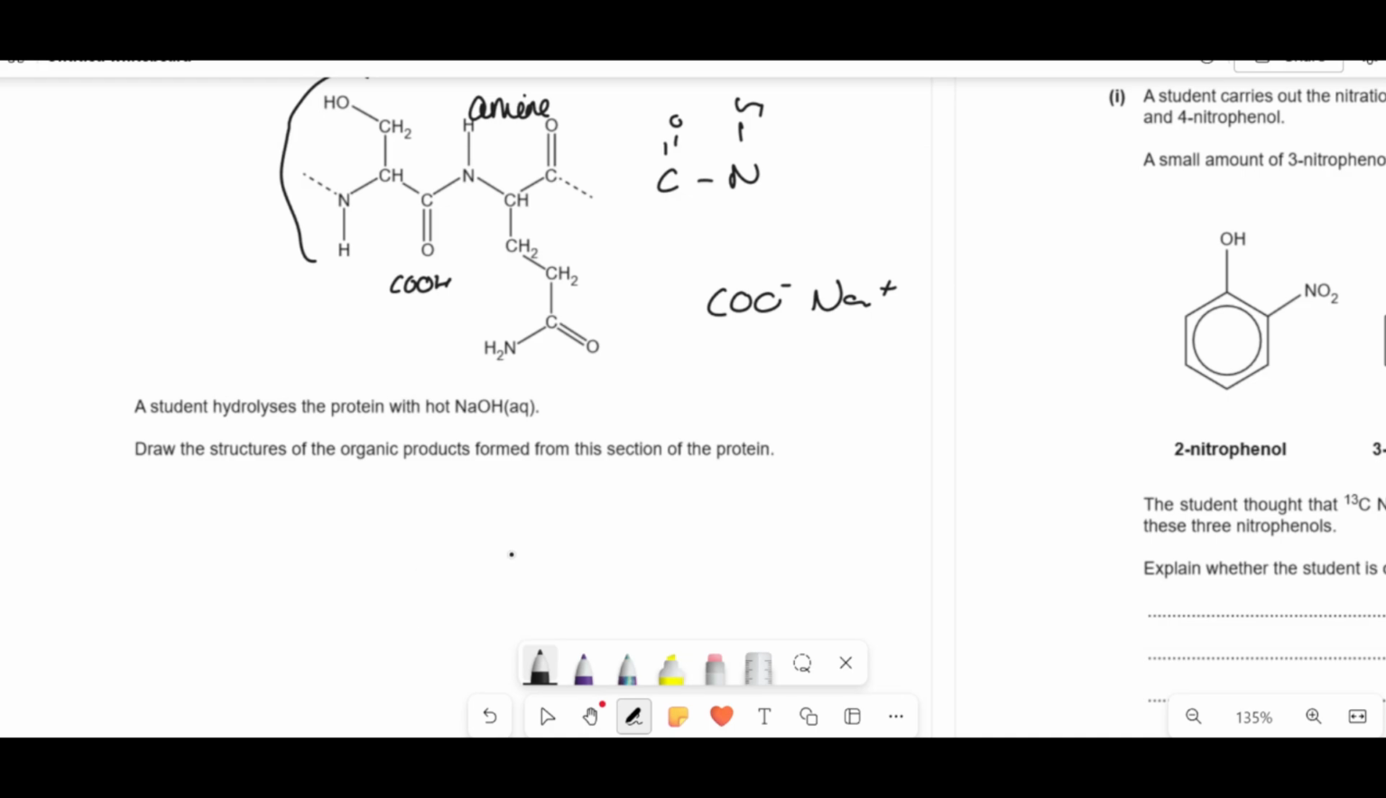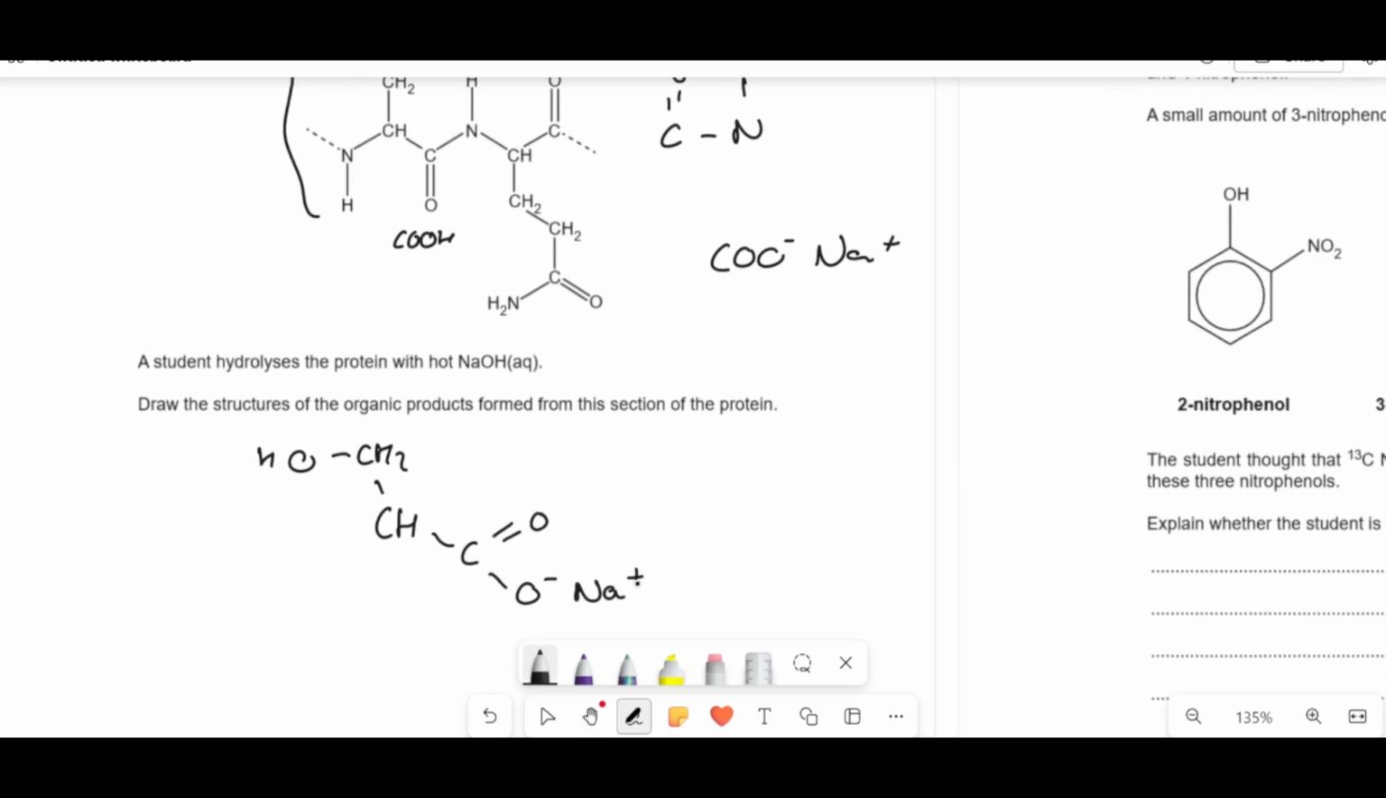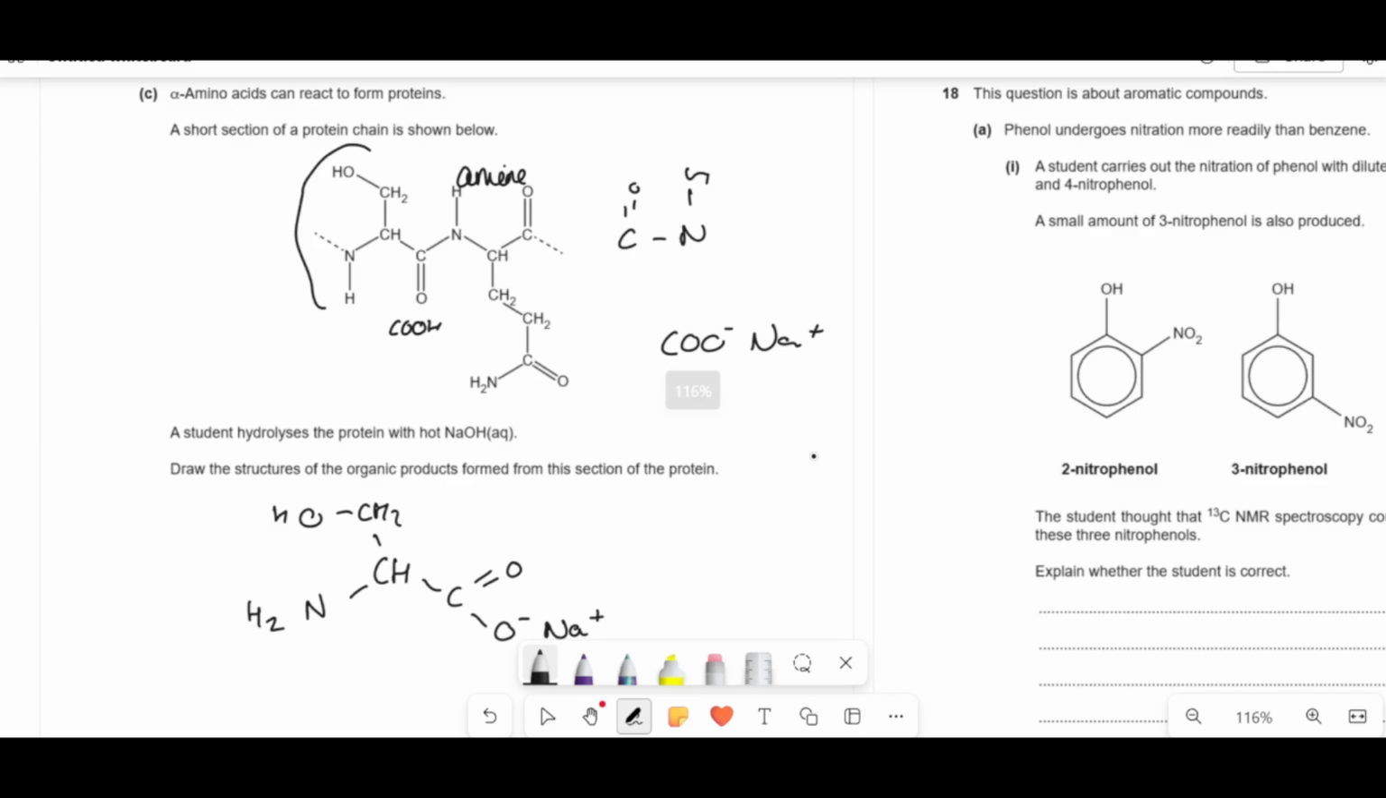So the monomer that will have come back out of this is going to be CH, that's going to be the R group, which is CH2, HO, that's the same, right? But then this is going to become C double bond O, O minus Na plus, because we're using base to hydrolyze this, and then it's going to be NH2. That's going to go back to its normal state there, and that's how you get that. So that's one part of it, but then we need to do the other parts.